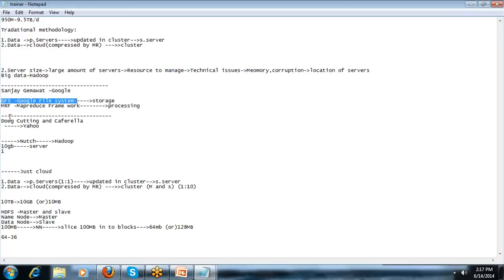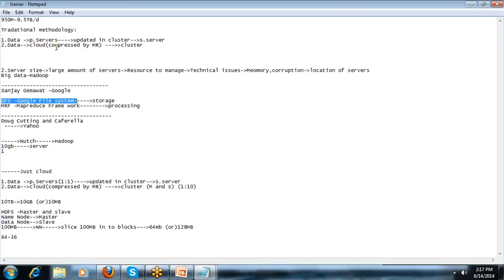So instead of storing the data in the server, he found a new concept where we put all the information in the cloud. The concept here is cloud. From the cloud we access the information and process it. For that he introduced the papers GFS, Google File System, and MRF, the MapReduce Framework for processing.